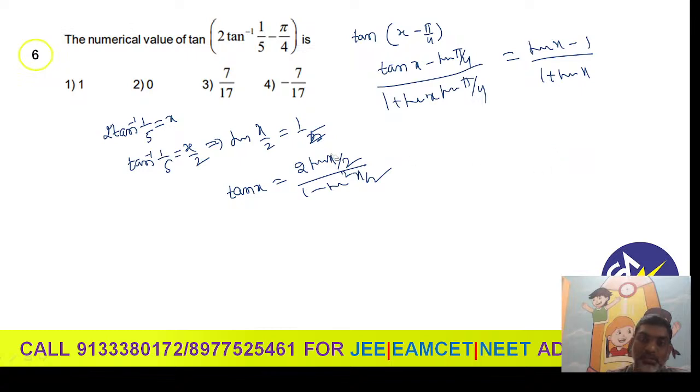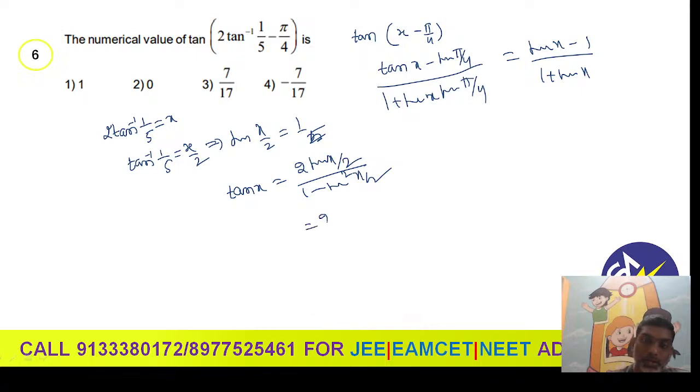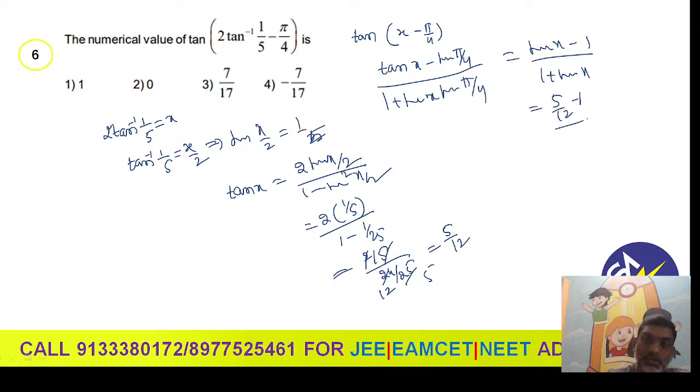x by 2, value 1 by 5. So 2 times 1 by 5 divided by 1 minus 1 by 25. So this could be equal to 2 by 5 divided by 24 by 25. So 5 ones are 5, 5 fives are 25, 2 twelves are 24. This could be equal to 5 by 12. So 5 by 12 minus 1 divided by 5 by 12 plus 1. 5 by 12, that means 5 minus 12. What is 5 minus 12? Minus 7 divided by 17. So fourth option.